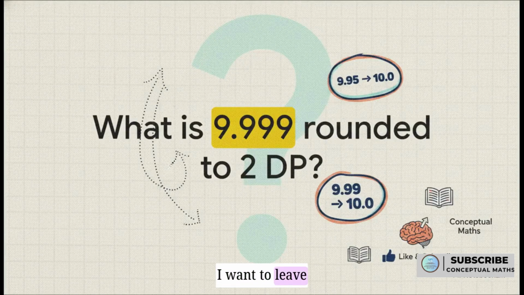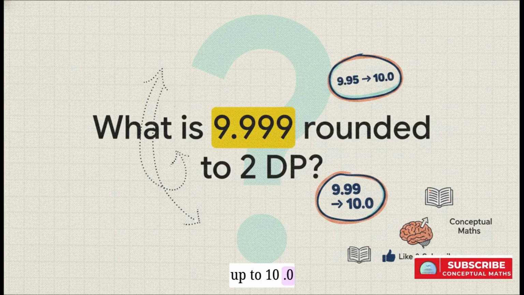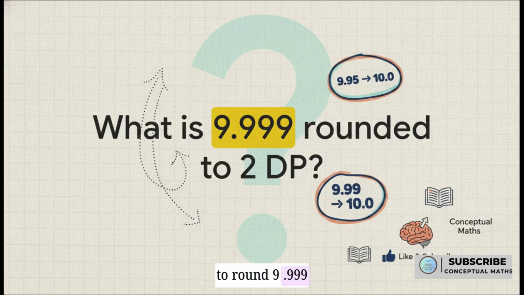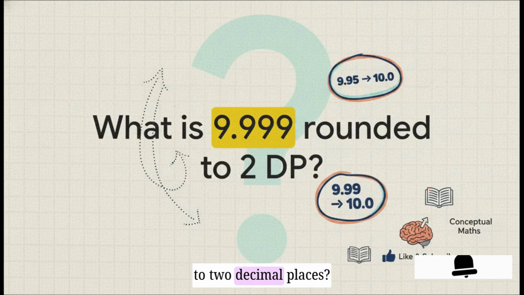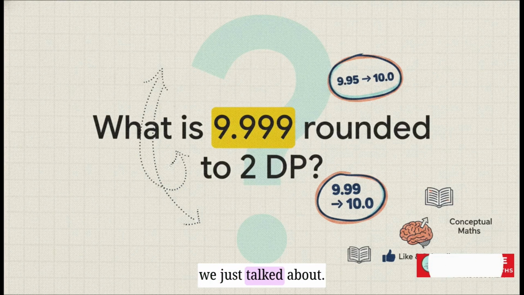Before we go, I want to leave you with a provocative little brain teaser. If 9.95 rounds up to 10.0 to 1 decimal place, what do you think happens when you try to round 9.999 to 2 decimal places? Think carefully about that carryover effect we just talked about.